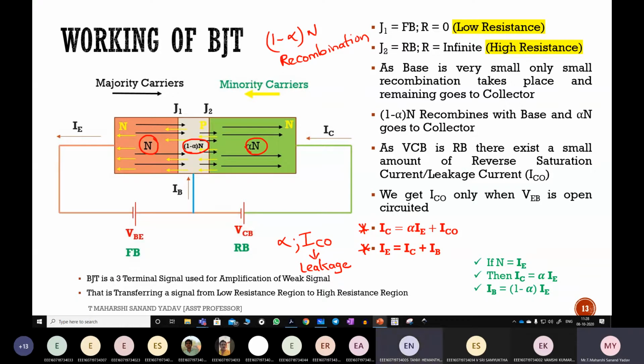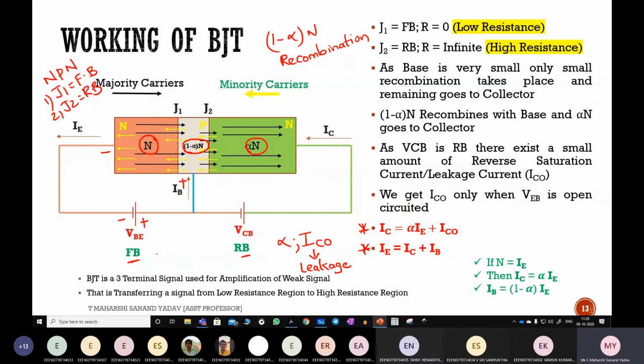What is happening exactly within that diagram? Is this NPN or PNP? This is NPN. So in the first case, J1 should be forward biased and J2 should be reverse biased. Now, can anyone try to explain the condition? Anyone tell about forward bias? N is connected to negative, and P is connected to positive.